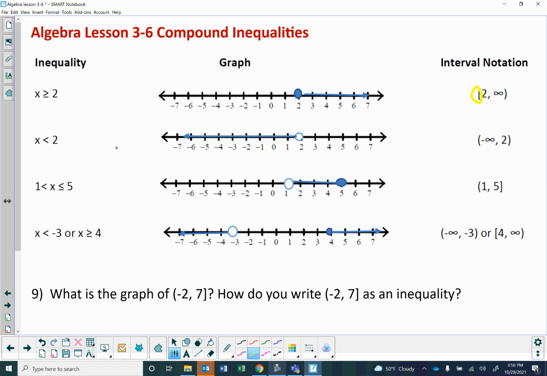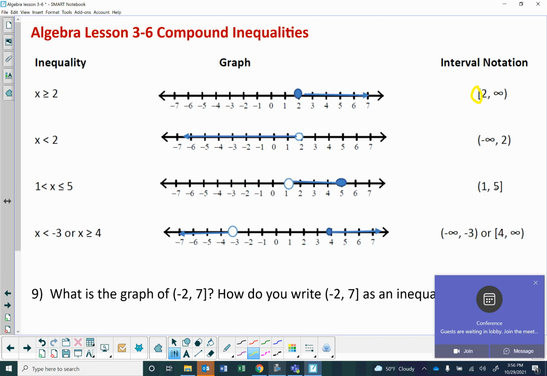So again, because we do not know where infinity ends, we have a parenthesis, negative infinity, comma, to 2. Since we did not include the 2, it's not a closed circle, it's a parenthesis. Another example, x is between 1 and 5. It does not include 1. It's an open circle at 1, but it's a closed circle at 5, which means we have a parenthesis on the left side and a bracket on the right side, because we don't include 1 in the solution on the left, but we do include it on the right.